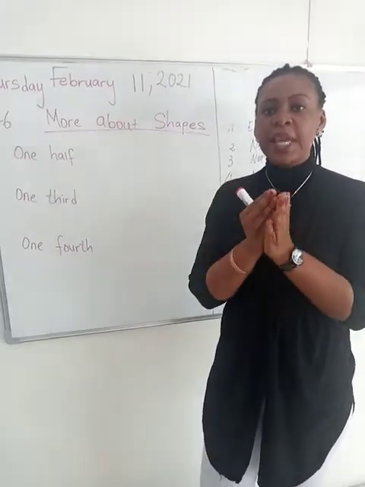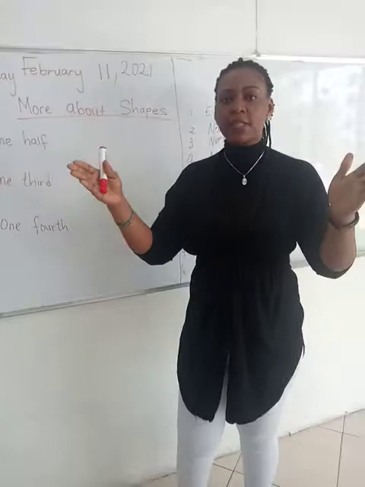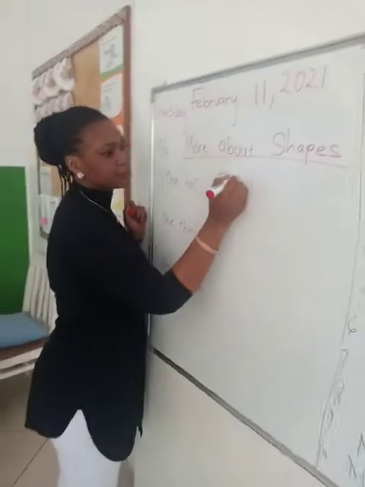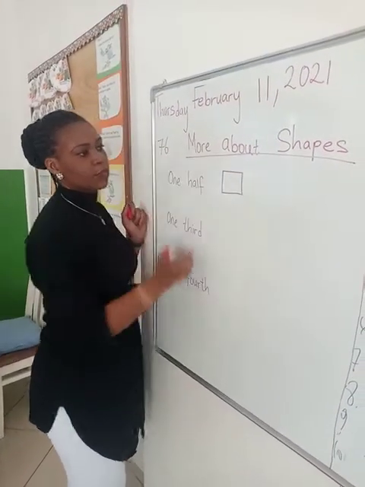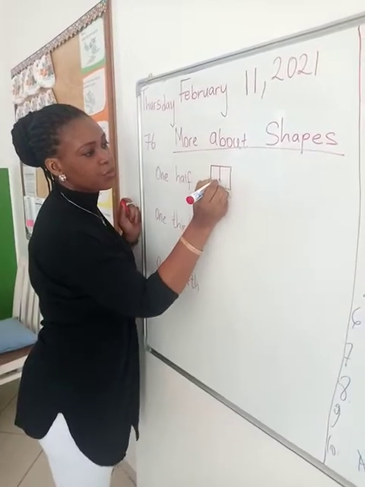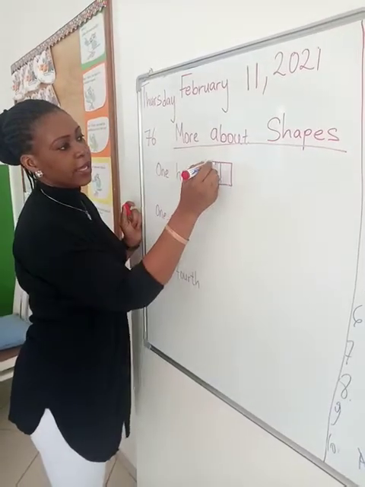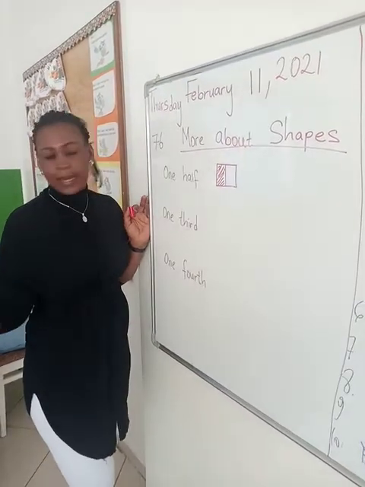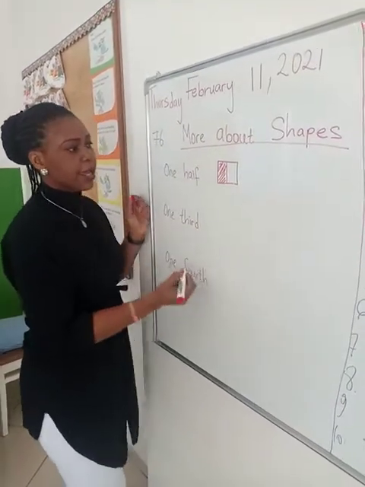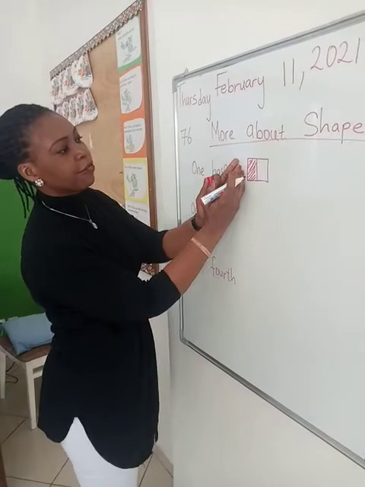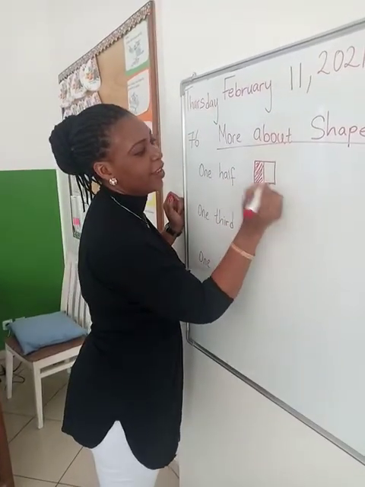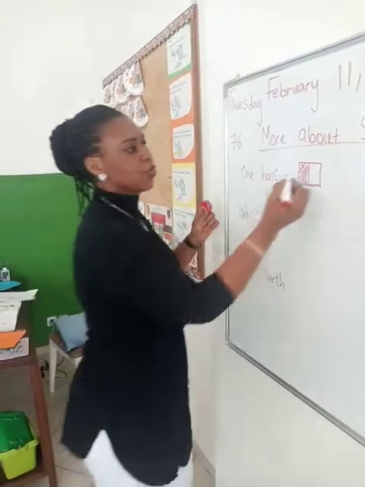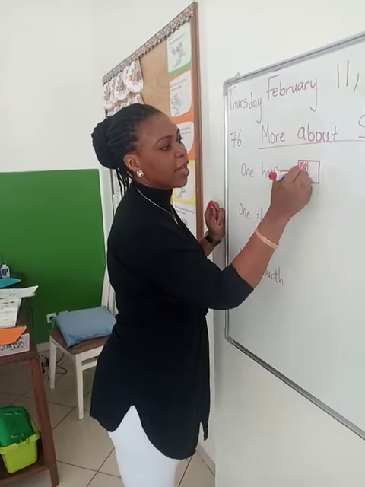a shape is being divided into two equal parts. So for example, I have the square. Alright? And I divide my square into two equal parts. And I gave this part to Anaya, for example. So I have given 1/2 of this. Let's say this is a biscuit, right? So I've given one part of my biscuit to Anaya. So we're going to say this is 1/2.